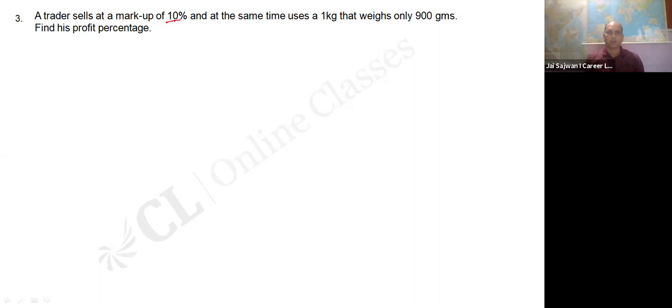My dear, there's a markup of 10% means 100 rupees an item is purchased and it is sold at 110. First thing. Uses a 1 kg weight that weighs only 900 gram. So he's supposed to give 1000 grams, but he's just giving 900 gram. What about this? Profit. What about this? Profit.